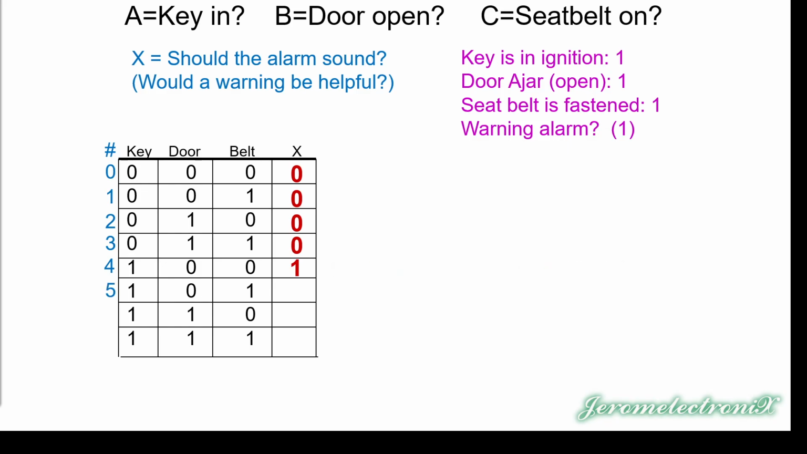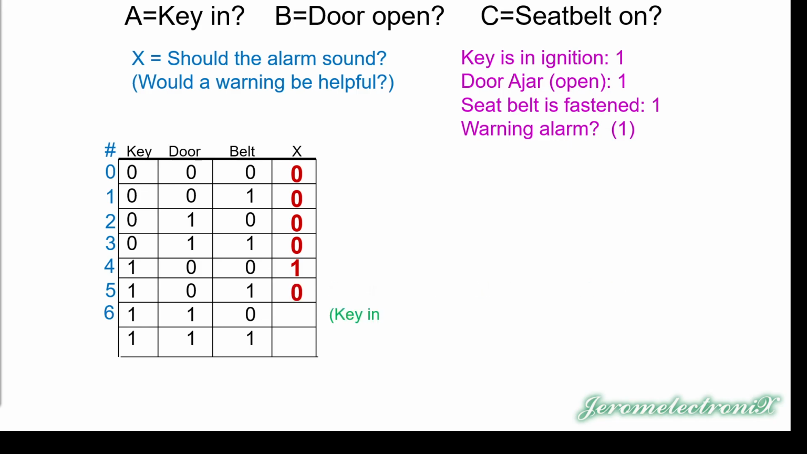Okay, next situation, next combination. The key is in the ignition, meaning that we could be flying around. The door is closed because 0 means the door is closed, and the seatbelt is on. No, just driving around. It's safe. Don't need a warning for this one.